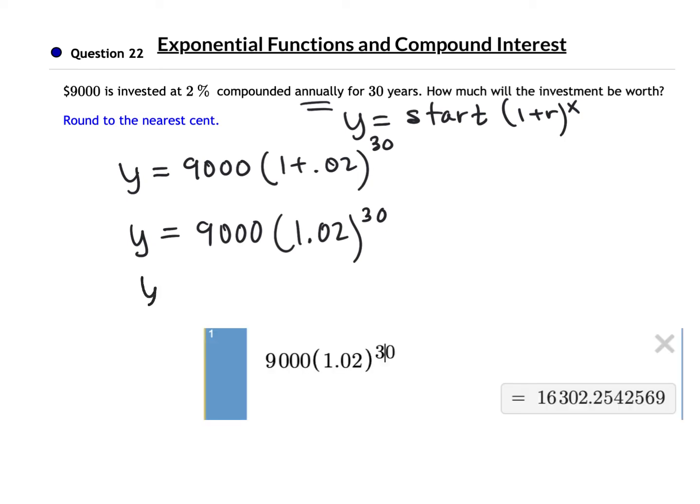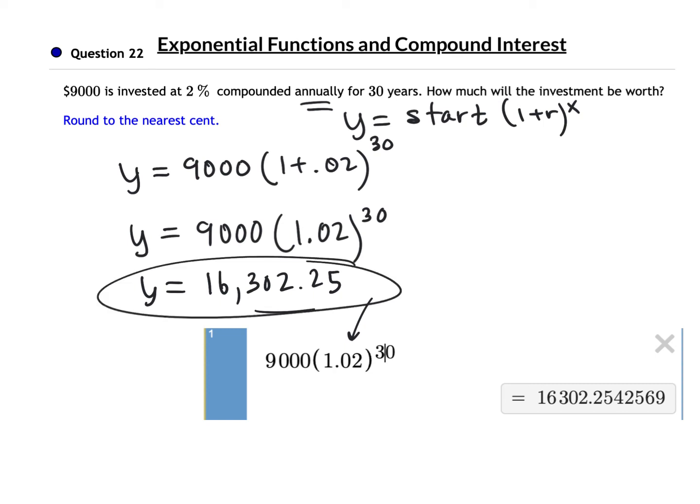This ends up being, not near as much as the last one, $16,302.25. Notice that it was only 2% interest, and what a difference that makes in what you get. Also, you'll discover that if you add 10 years or 20 years to an investment, it makes a huge difference. Play with your numbers and experiment. This is the way it works in the real world.